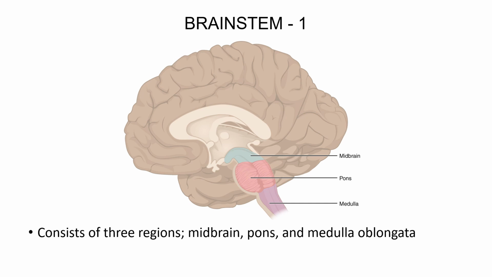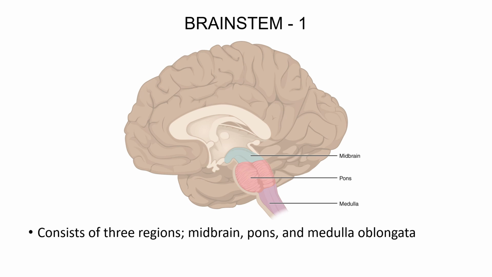So moving more inferiorly now, we're going to be covering the brainstem, and there are three parts to the brainstem. As you can see, going from superior to inferior, there's the midbrain, there's the pons, and then most inferior before we get to the spinal cord is the medulla oblongata.